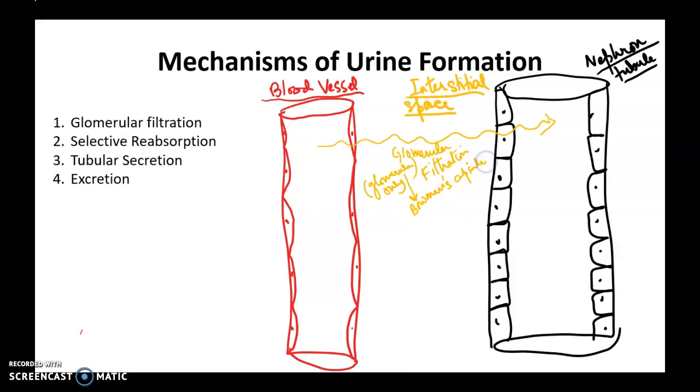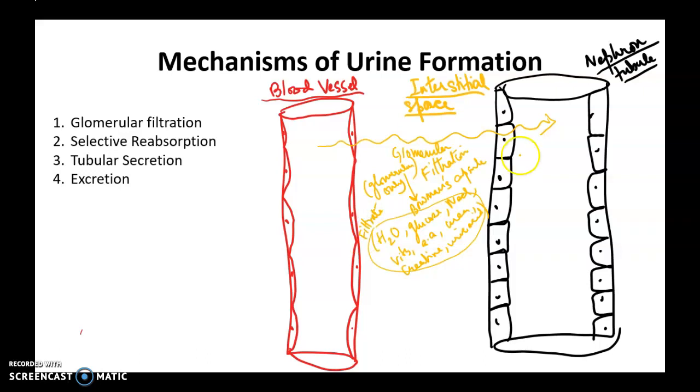And by this process, a lot of stuff gets filtered out. For example, a lot of water gets out. Glucose gets out. Salt gets out. Vitamins. Amino acids. Urea. Creatinine. Uric acid. All these stuff gets filtered out of the blood and gets into the nephron tubule. And this soup thingy, this is called filtrate. Hope that's clear.